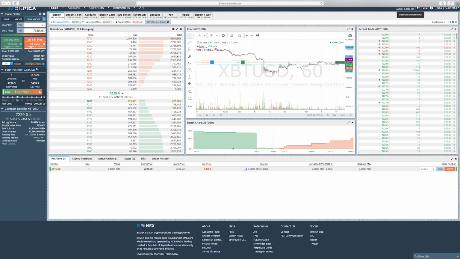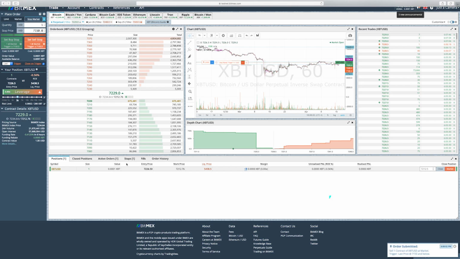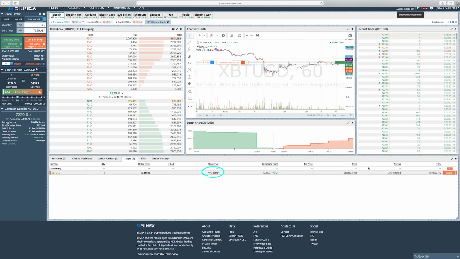But for this, we want to make sure this is close on trigger, and we set our sell stop there, and boom, we're populated right here, and we can see that our stop loss to exit one contract at market, stop market, is 71.50. And it's stop market type untriggered because we're still in it. We're not filled, and this will populate when it fills.